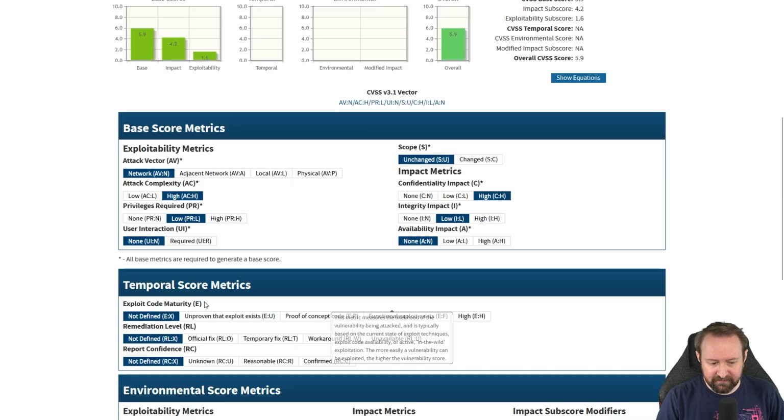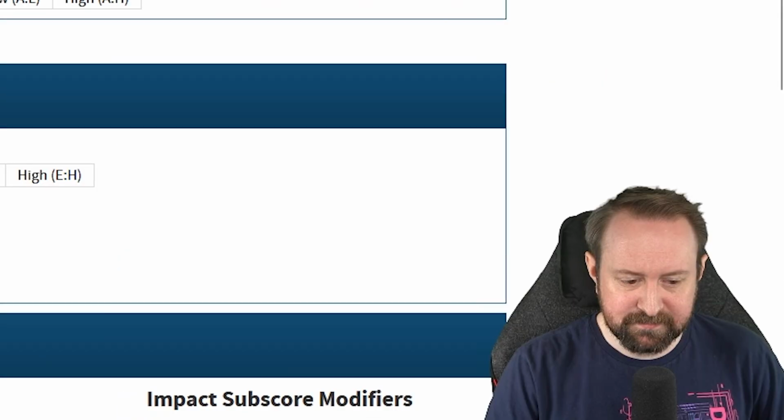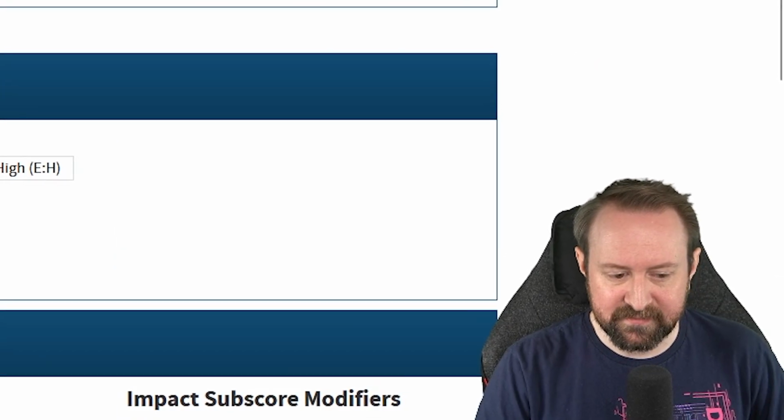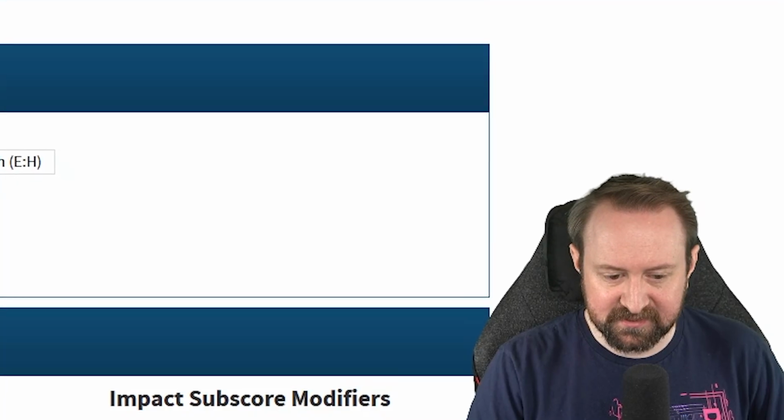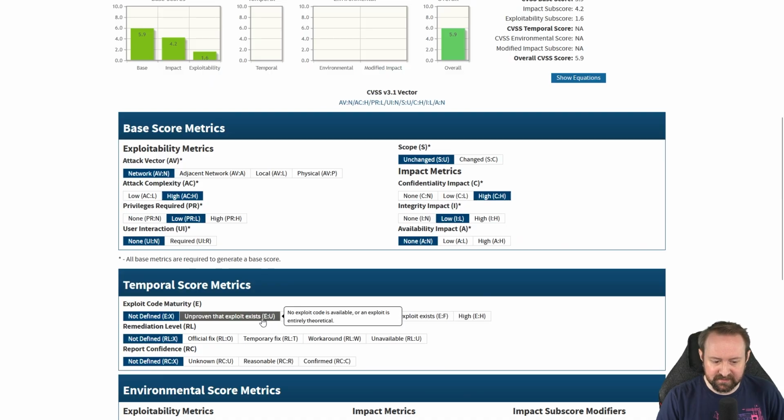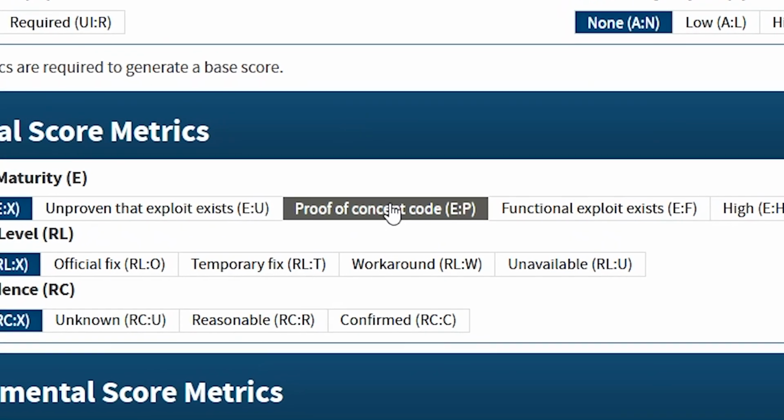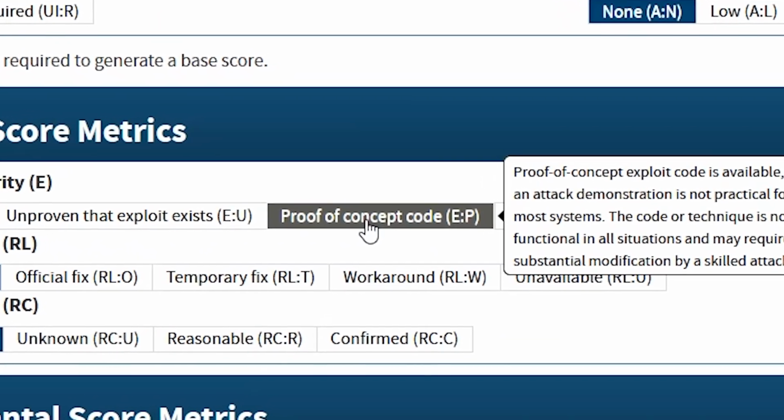Exploit code maturity effectively means: is there any code available that can exploit this vulnerability, and what state is that code in? If you're scanning a network with Nessus and Nessus flags an issue, there's probably not many instances where you could say that it's unproven that the exploit exists. There are some, obviously, like theoretical attacks, but a lot of the time you won't be using this. However, there are definitely instances where Nessus comes back with a vulnerability, you do some searching, and you find proof of concept code, but not an actual functional exploit.